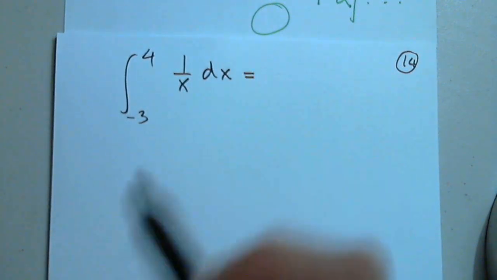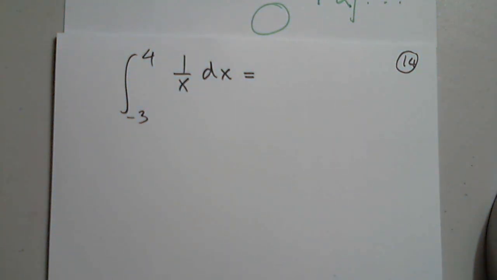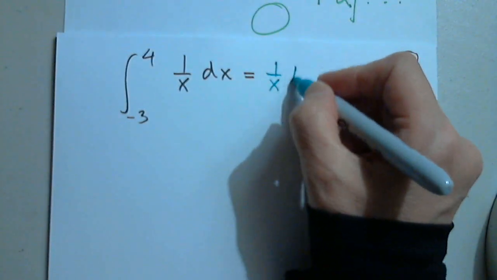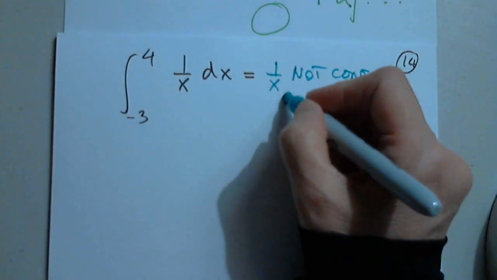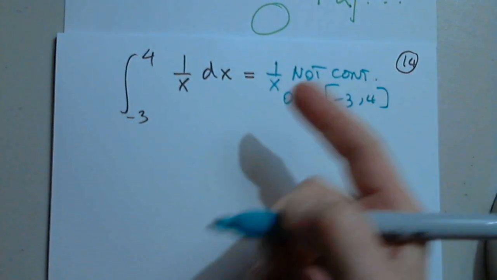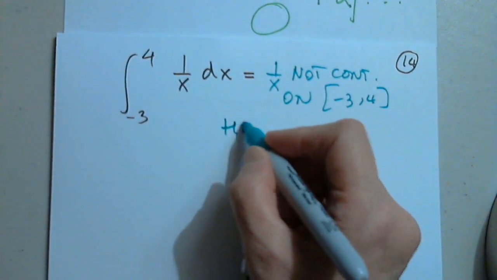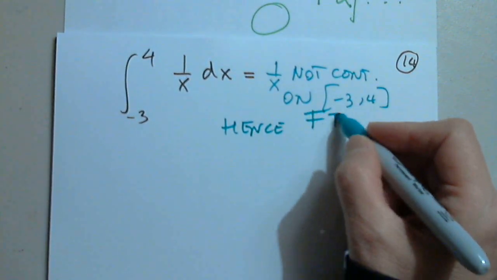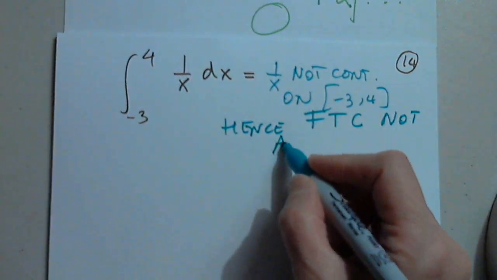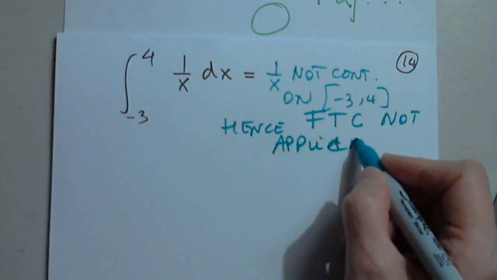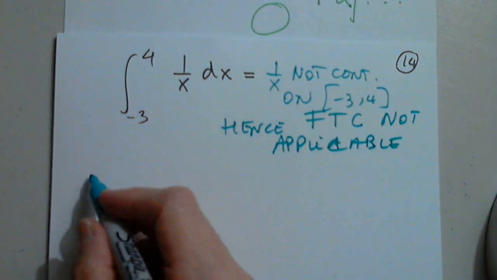So now here's a question for you. The integral from -3 to 4 of 1 over x dx. It's just a quick question for you. What will you say about this one? Not possible. Exactly. Absolutely. Because you can't have that. 1 over x is not continuous on -3 to 4 because it's undefined at 0. Hence, fundamental theorem of calculus not applicable. Done.